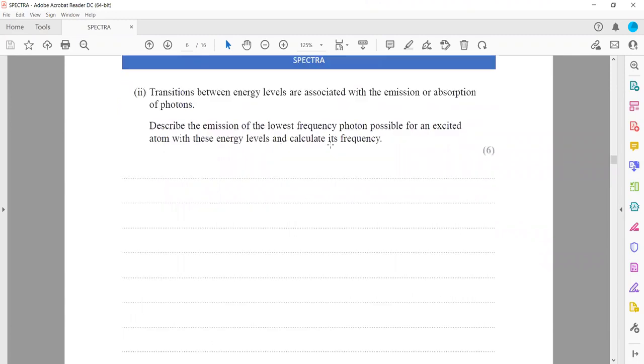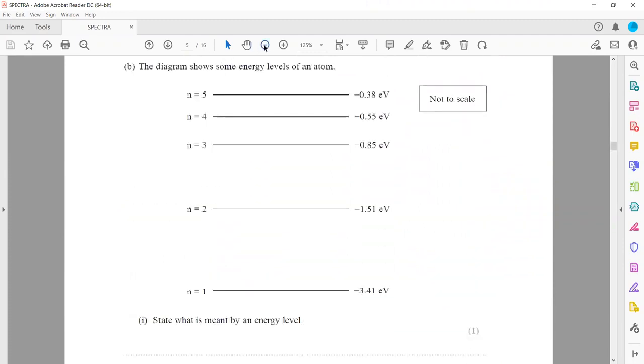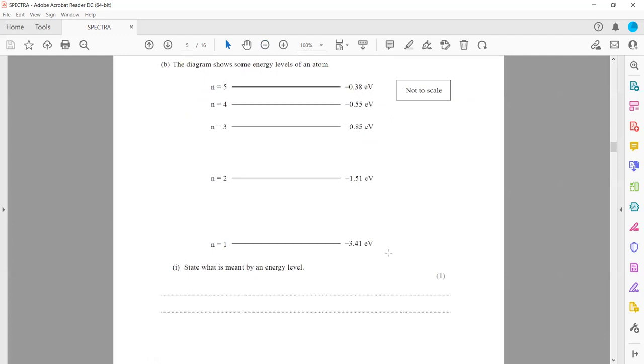Now, in the question, the transitions between the energy levels are associated with emission or absorption. Describe the emission of the lowest possible frequency photon for an excited atom with these energy levels and calculate the frequency. So first, we want the lowest possible. Lowest possible means minimum transition. Using the gap, the distance between the levels, you can identify which one will be the lowest. When you check which gap is the lowest, from 4 to 5 is the shortest gap. So that will be the lowest frequency or the highest wavelength.